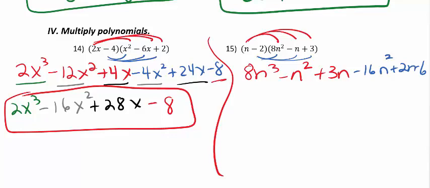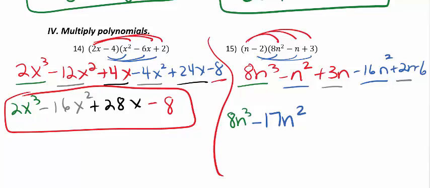Combining like terms, we have 8n cubed, doesn't have anyone to combine with, so we'll bring it down. We can combine our n squared terms together. We have a negative n squared and then a minus 16n squared. It's going to give us a minus 17n squared. We'll combine our n terms. We have 3n and then a plus 2n. It's going to give us a plus 5n. And then we can just bring down the minus 6.